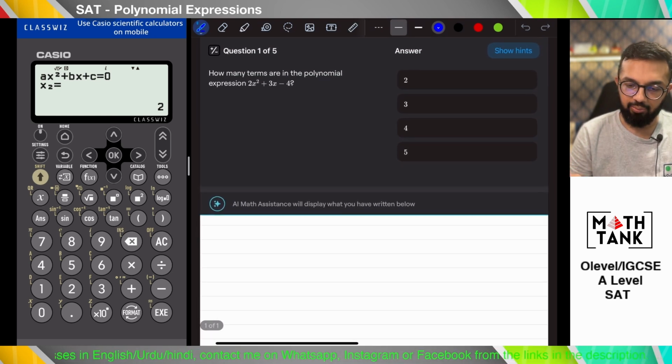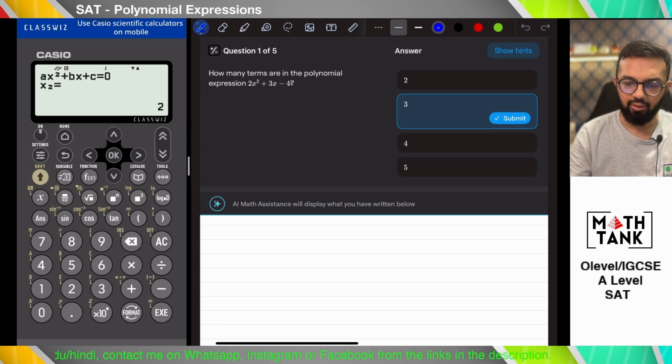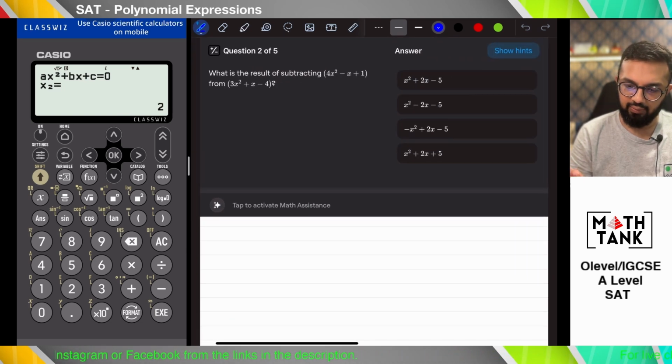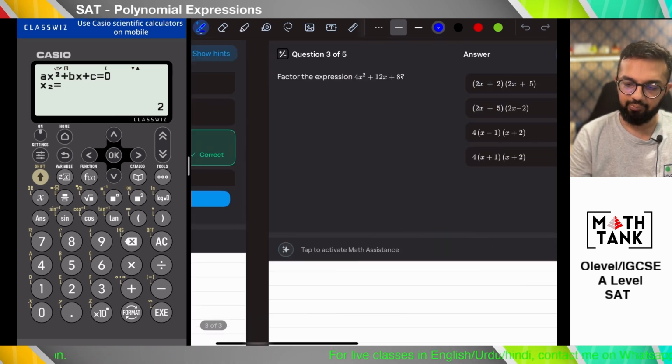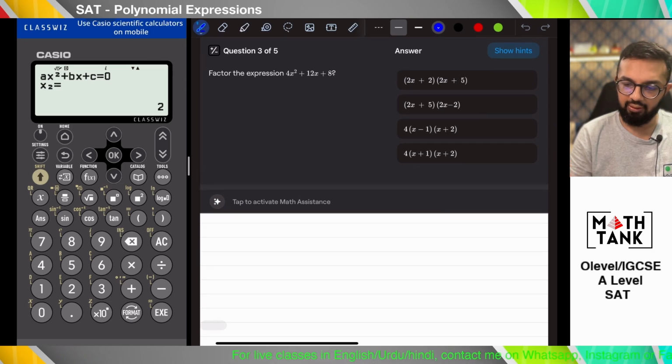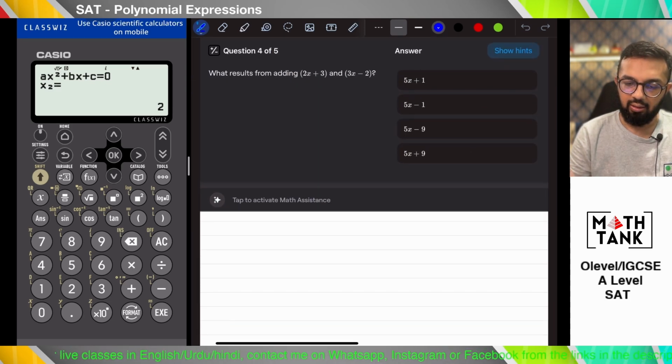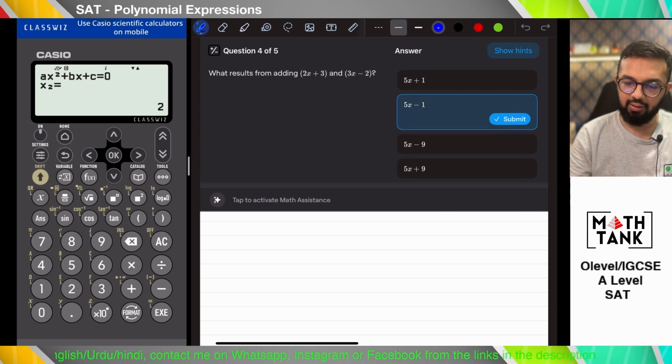How many terms are in the polynomial? There are 3 terms in the polynomial. Okay, what was the result of subtracting this from that? It was minus x squared. Factor the expression. I think we factored this earlier. Adding, so 5x minus 1.